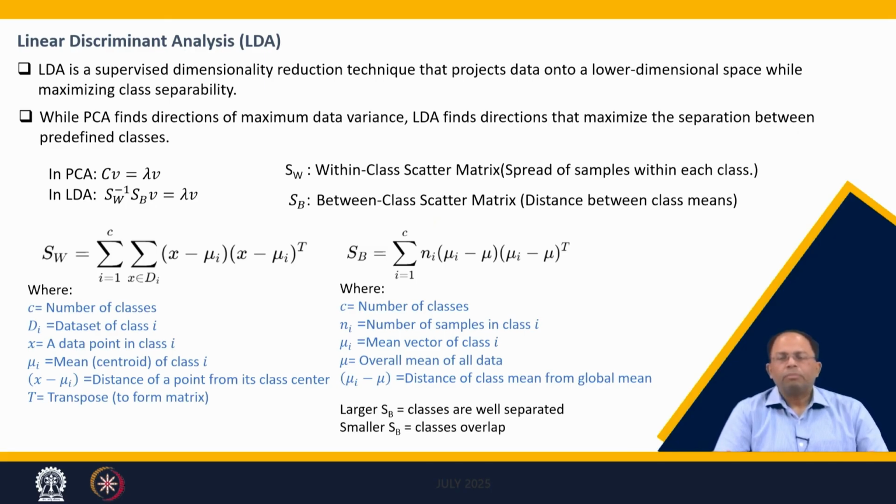large. So PCA finds the direction of maximum data variance. But LDA looks in a different way. It tries to find a direction where it will maximize the separation between the predefined classes. And that is also one goal we have learned earlier when we did clustering. We try to separate the classes as much as possible. So in PCA, we took the covariance matrix, and then we tried to find the eigenvalues and eigenvectors.